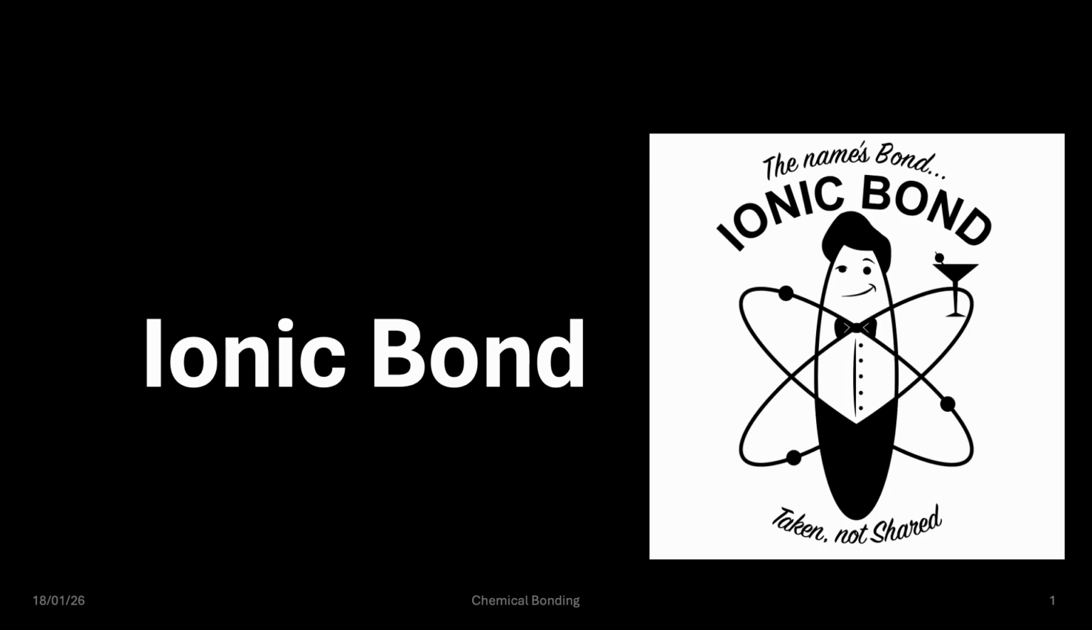Hi, today we will talk about ionic bond. Ionic bond is formed when an atom transfers its electron to the other element. Then they become ions and they will attract to each other.